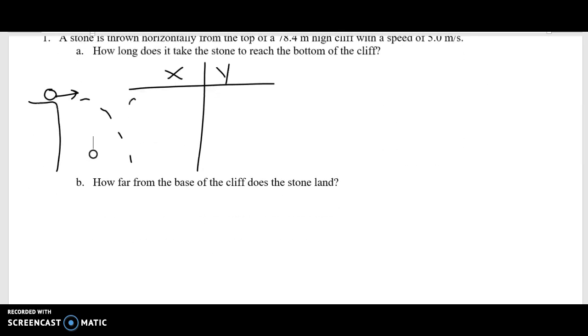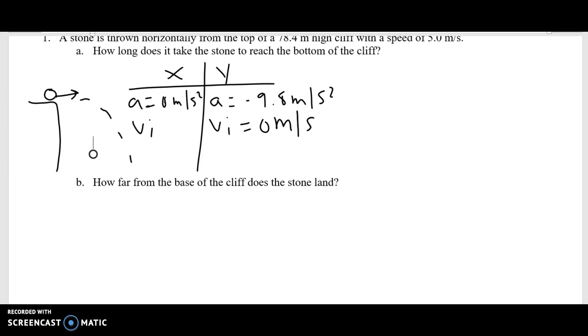So we know in the X direction, our acceleration is 0 meters per second squared. Okay, we know in the Y direction, it is negative 9.8. We also know that our initial velocity in the Y direction is 0.